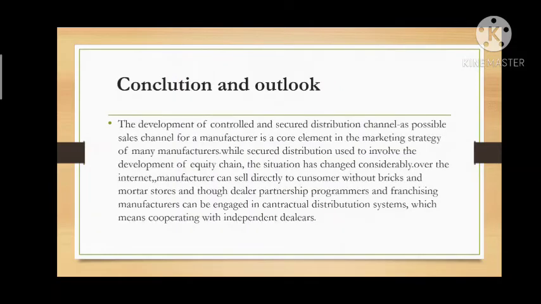Conclusion and outlook. The development of controlled and secure distribution channels as possible sales channels for a manufacturer is a core element in the marketing strategy of many manufacturers. While secure distribution used to involve the development of an equity chain, the situation has changed considerably with the internet. Manufacturers can sell directly to consumers without bricks and mortar stores, and through dealer partnership programs and franchising. Manufacturers can be engaged in a contractual distribution system, which means cooperating with independent dealers.